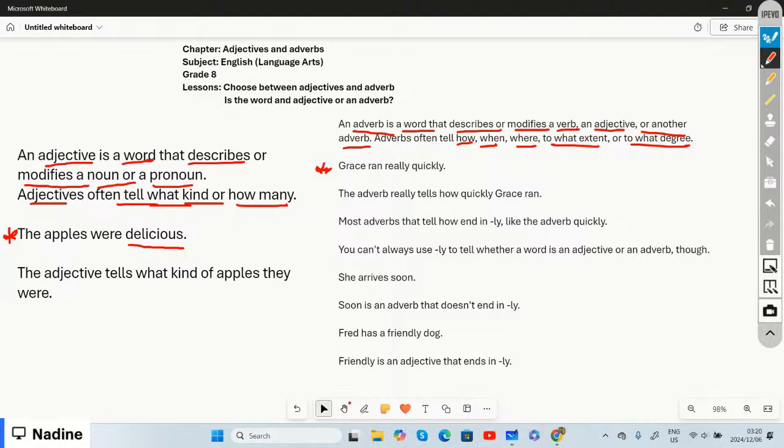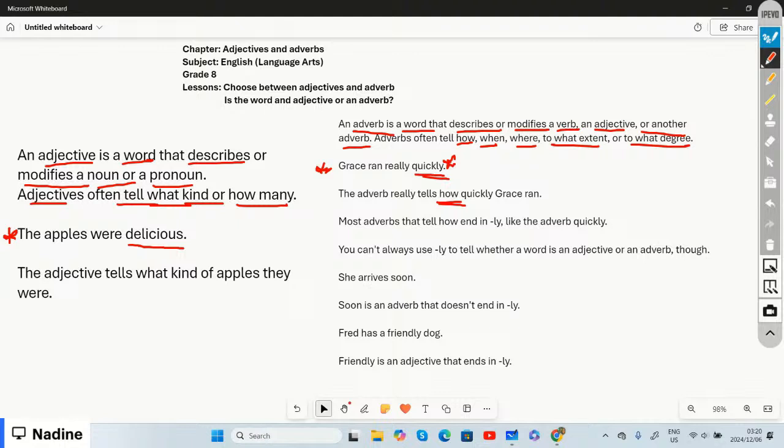If you look at the sentence that says Grace ran quickly, we need to ask ourselves, how did Grace run? And if we were to identify how Grace ran, then we can say it's quickly. So the adverb really tells us how Grace ran, and quickly is the word that tells us how Grace ran.